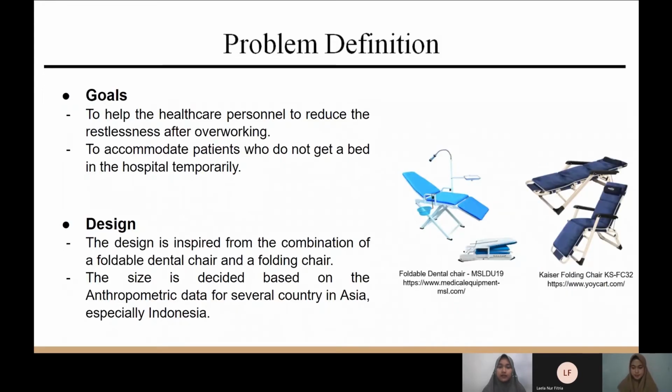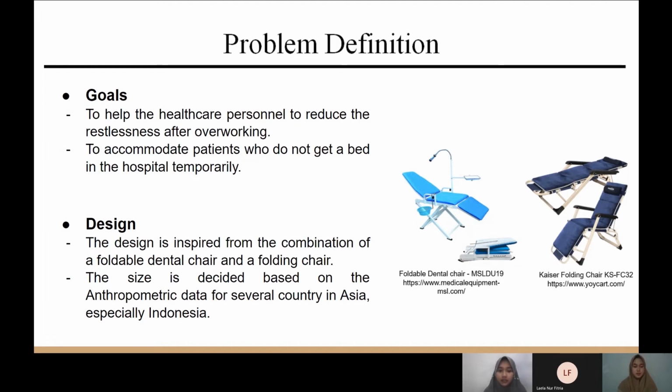Next. In this part, we will discuss the problem definition. The first one is goals and the second one is design. For the goals, the first is to help the healthcare personnel to reduce the restlessness after overworking. Based on Tatrimontrichai's study that was supported by 32 reports, the pooled mean of anxiety and insomnia rates in Asian healthcare personnel were 26% and 35%.